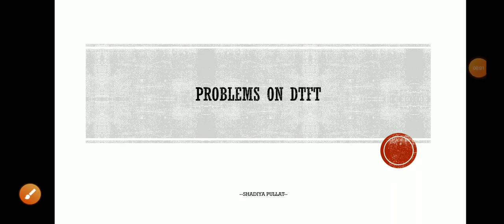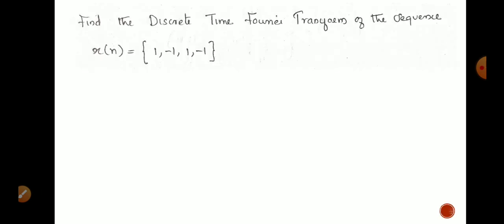Good morning. In this video, we are going to discuss some problems on discrete time Fourier transform. First question is, find the discrete time Fourier transform of the sequence x of n equal to 1, minus 1, 1, minus 1. Here we have given the sequence x of n equal to 1, minus 1, 1, minus 1.